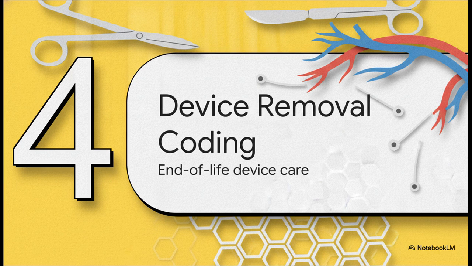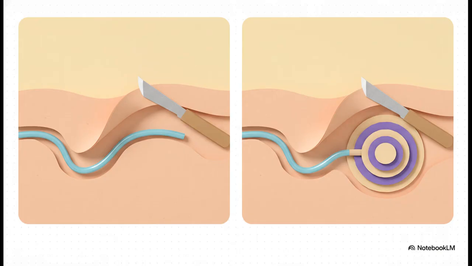All right, moving on to Section 4, Coding for Device Removal. So we're talking about end-of-life device care here. When a tunneled catheter or device is taken out entirely and it's not being replaced at that same site, we've got 2 specific removal codes to choose from. Code 36589 is your go-to for removing a tunneled catheter without a port or pump. Meanwhile, 36590 is what you'll use for removing one that does have a port or pump.